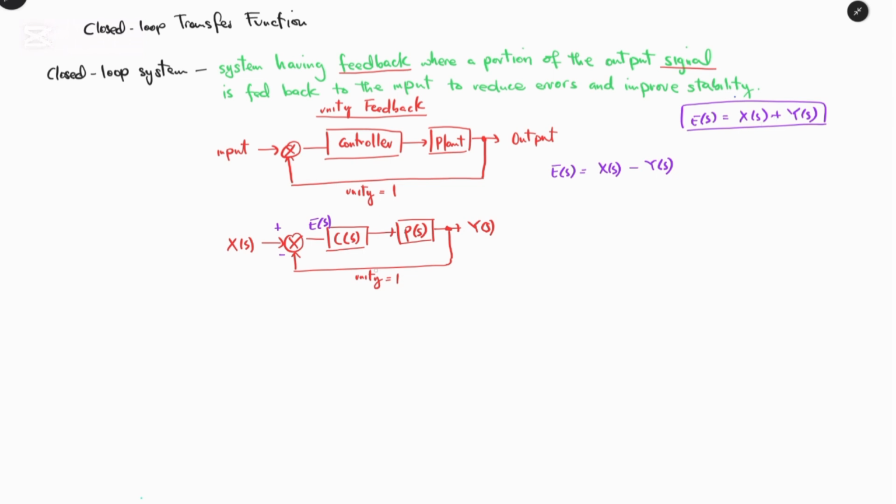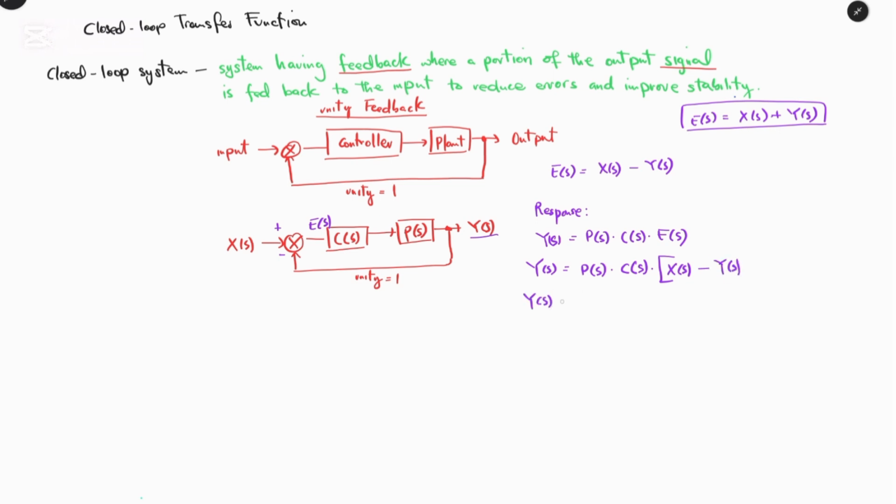And now because it is unity, that means the input to the controller is nothing but simply the Y of S. So we can now determine the response of the system, such that Y of S, which is the response, is now equal to P of S dot C of S dot E of S. So we can just substitute this E of S into this equation. We have Y of S equals P of S dot C of S dot E of S, which equals X of S minus Y of S.